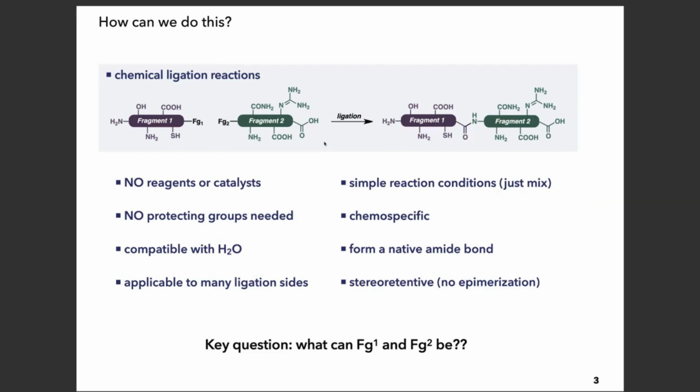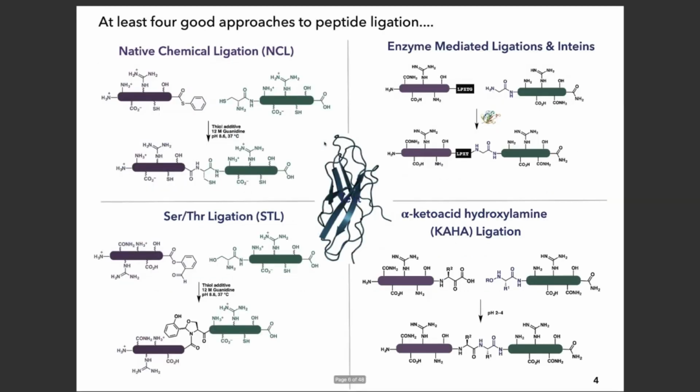It should preserve the stereochemistry in the peptides, particularly at the ligation sites. And ideally, of course, we would want this to form an amide bond. There are very powerful chemoselective reactions out there, but most of them do not form amide bonds. So this question of what functional groups can we have on the peptide segments in order to perform chemical ligation reactions has been investigated by many groups, and there are several very good solutions.